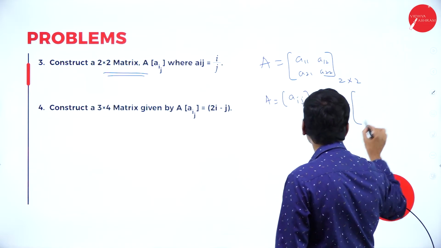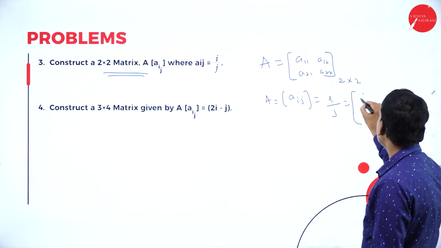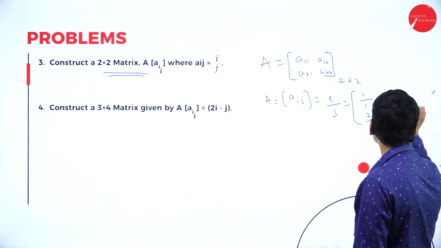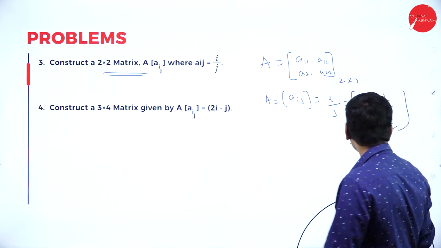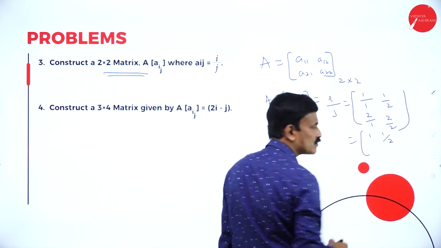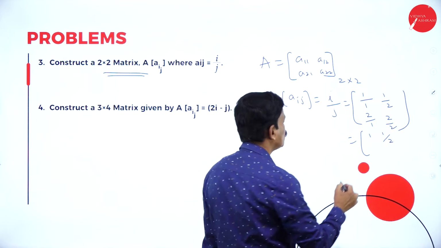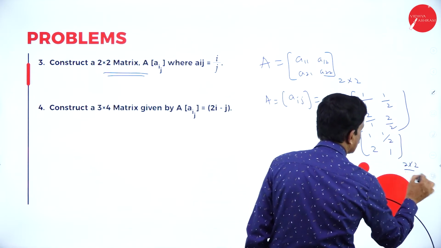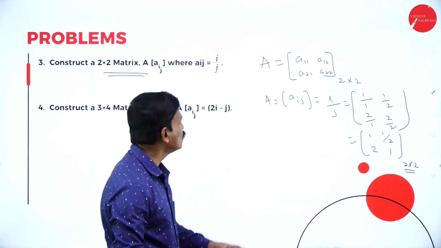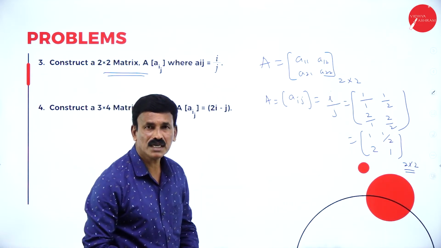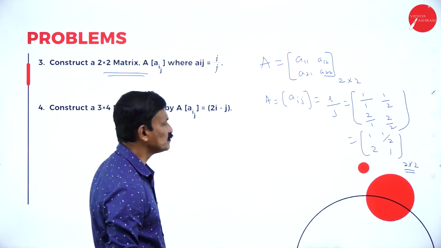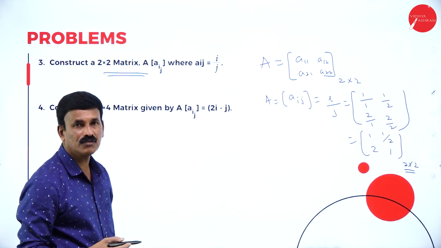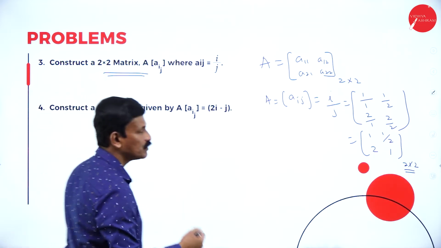i divided by j means A11, that is 1 by 1, 1 by 2, 2 by 1 and 2 by 2. So this is equal to 1 by 1 is 1, 1 by 2 is 1 divided by 2, 2 by 1 is 2 and 2 by 2 is equal to 1. This is a matrix of order 2 rows 2 columns whose elements are of the form i divided by j. That's it. So this is also important for 2 marks, the construction of matrices. Now let us come to the next problem.